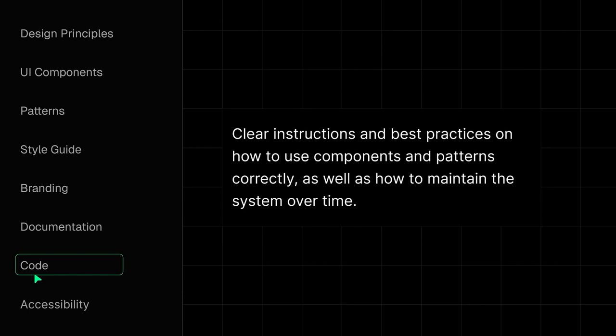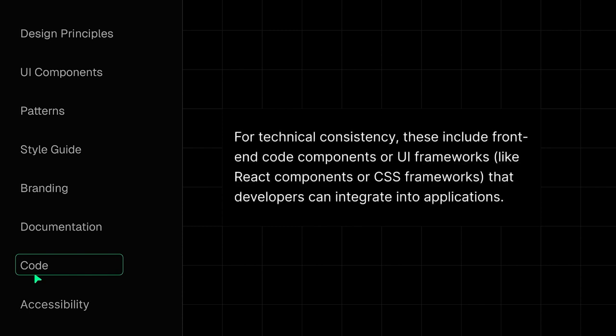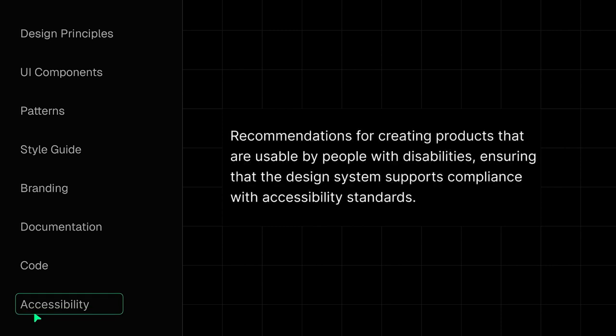And then we have code, which is everyone's favorite topic. For technical consistency, this includes front-end code like components or UI frameworks such as React components or CSS frameworks that developers can integrate into their applications, something which we are going to be building by ourselves. The final piece of the puzzle is accessibility, which is recommendations for creating a product that is usable by people with disabilities, ensuring that the design system supports compliance with accessibility standards as well.